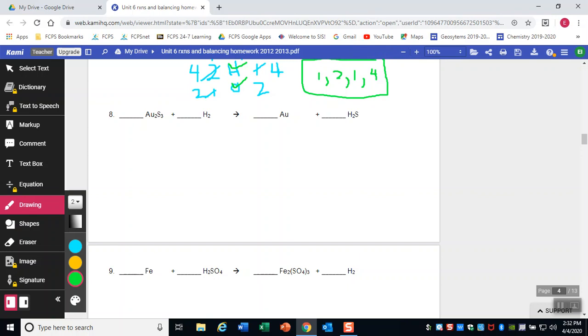So I've got gold, sulfur, and hydrogen. Oops, forgot to lift off there. So now I'm going to count 2, 3, 2. And over here I have 1, 2 hydrogens, and 1 sulfur.